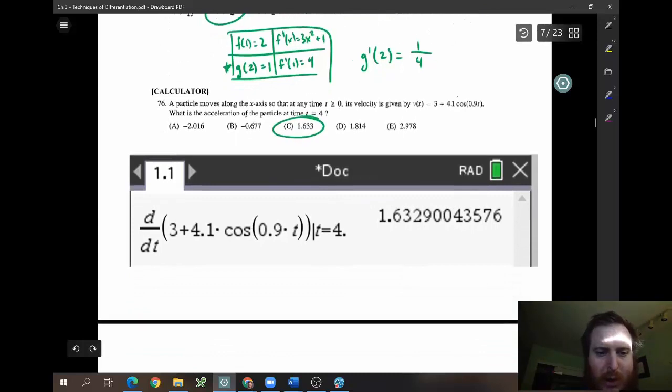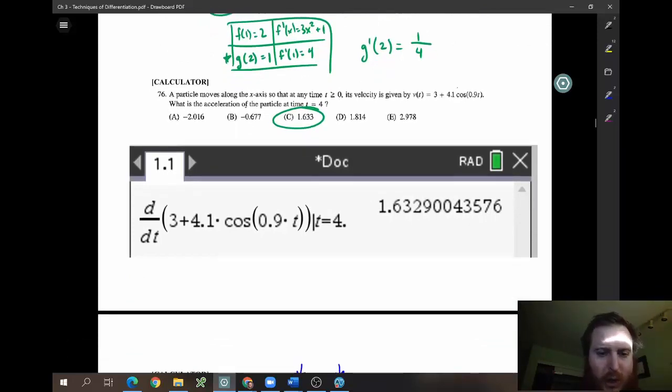Next one was a calculator question. Should be very easy. Just take a look at how I typed in my calculator and make sure that you did the same.